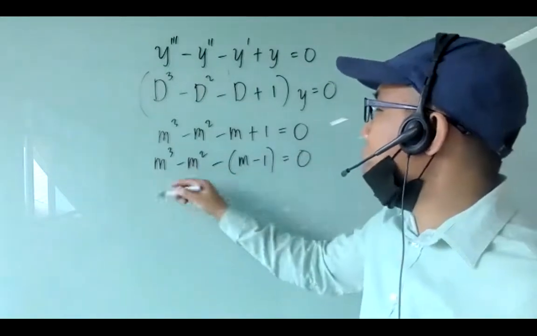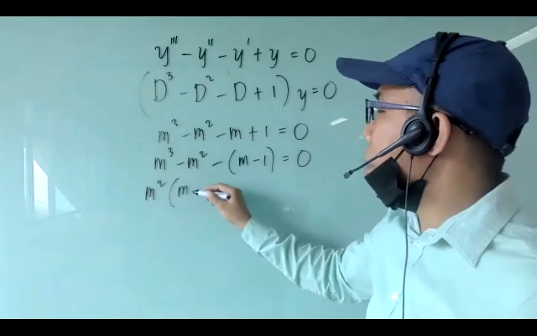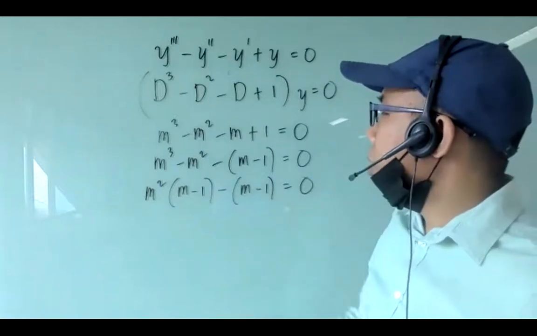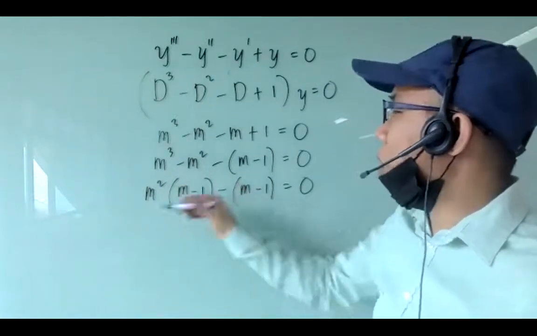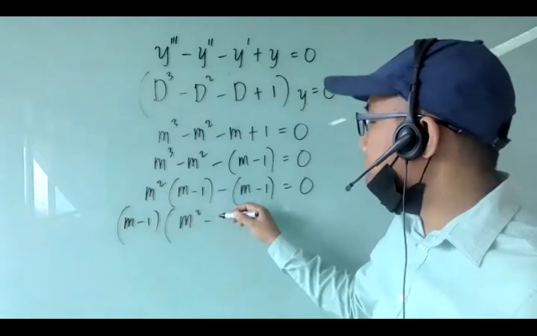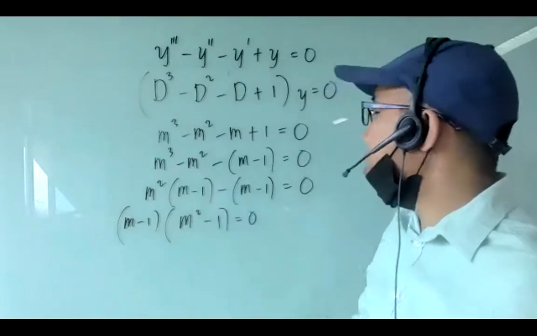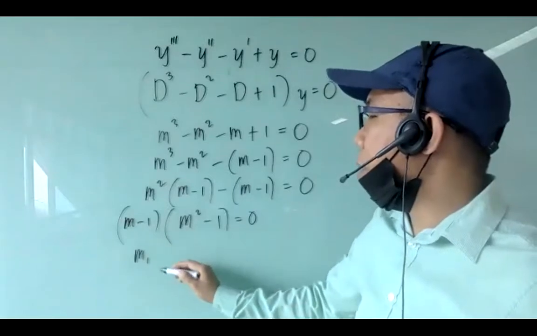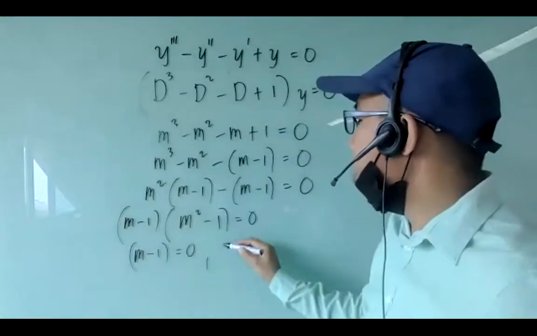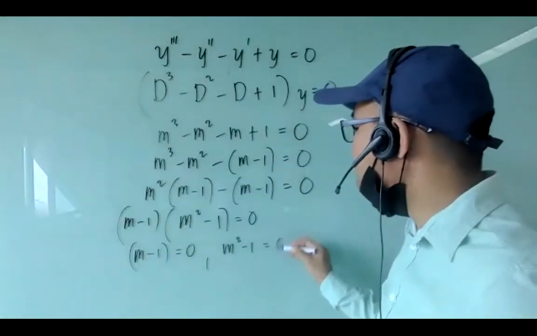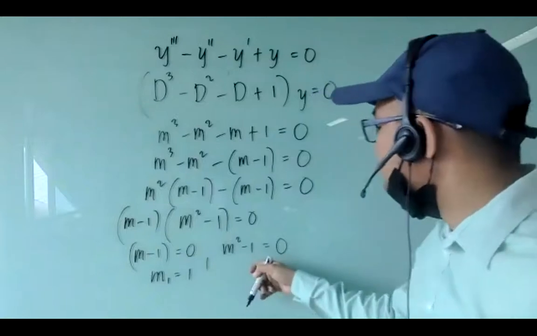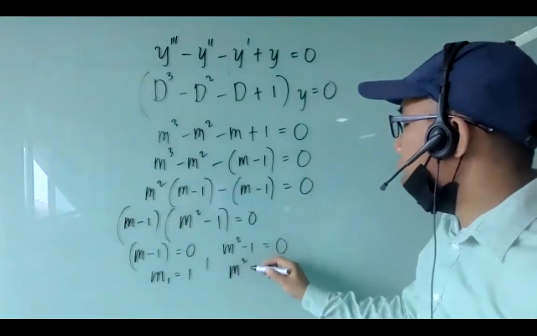So, ito, factor out natin yung m squared. So, m squared times m minus 1, minus m minus 1, equal to 0. Okay, now, common si m minus 1. So, factor out m minus 1. You have m squared minus 1 equal to 0. So, sulat lang natin, m minus 1 equal to 0 and m squared minus 1 equal to 0. So here you have m sub 1 is equal to positive 1 and here, transpose mo to, magiging m squared is equal to positive 1.